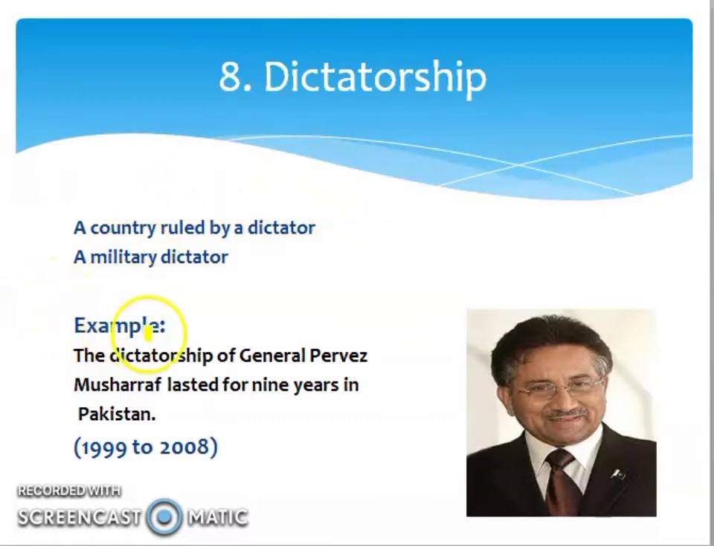For example, the dictatorship of General Pervez Musharraf lasted for 9 years in Pakistan. I hope you're familiar with this picture, General Pervez Musharraf. He is often labeled as a dictator, or his era is labeled as an era of dictatorship in Pakistan, that started from 1999 to 2008.